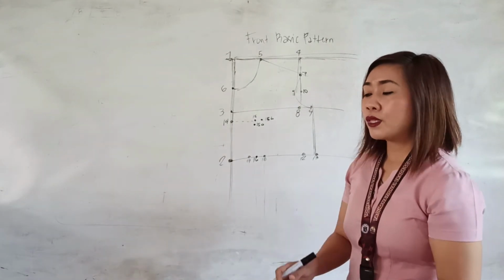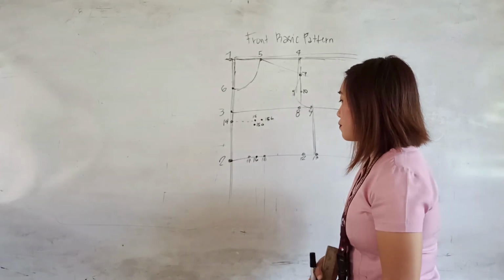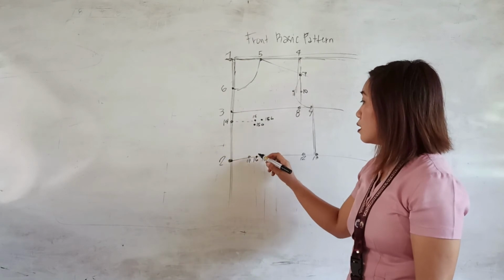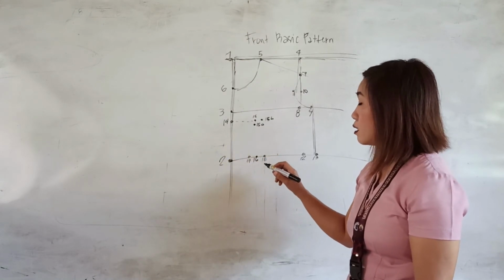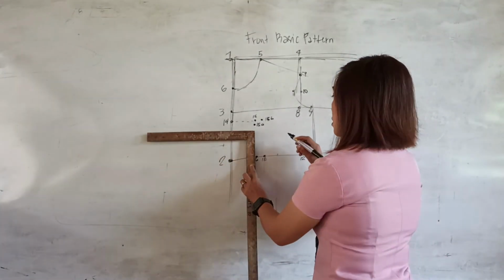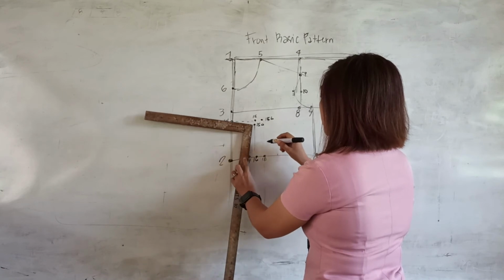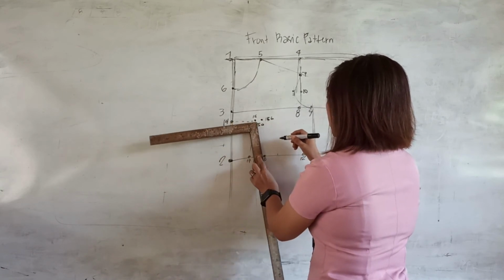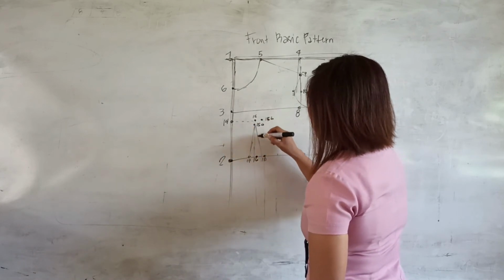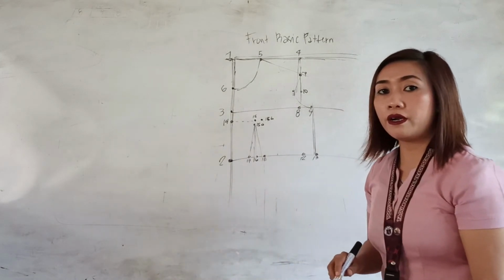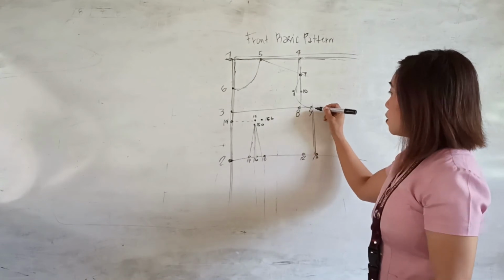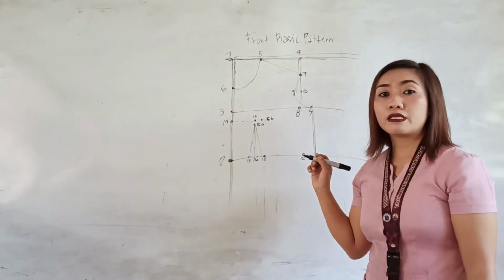Now after measuring points 16, 17, and 18, you connect points 15 to 16, 17, and 18 using your ruler or your L square. 15A to 16, 15A to 17, and 15A to 18. Now this forms our darts. Now we are not yet done. Now we will be forming our side darts.